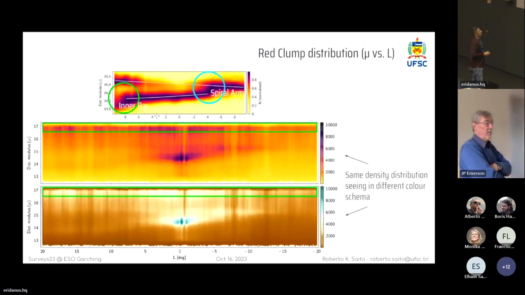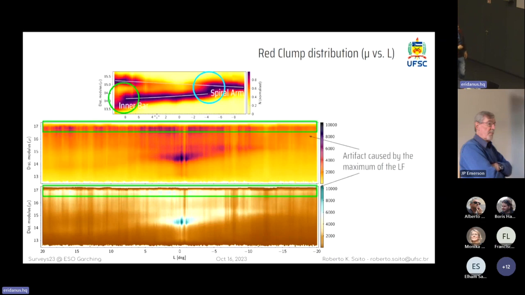And here are the results. This is the raw data, and this is exactly the same, okay, in the top and below. I'm just using this color scheme, and this is a kind of negative image, because sometimes it's better to see below than the other. Okay, so here in these green boxes, this is an artifact, because this is the maximum of the luminosity function distribution. So don't pay attention to that. I could clean this up later by fitting the luminosity function.